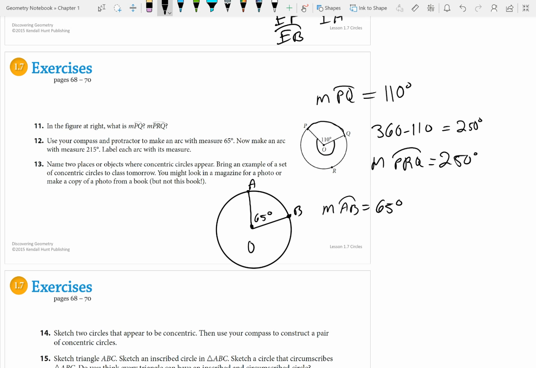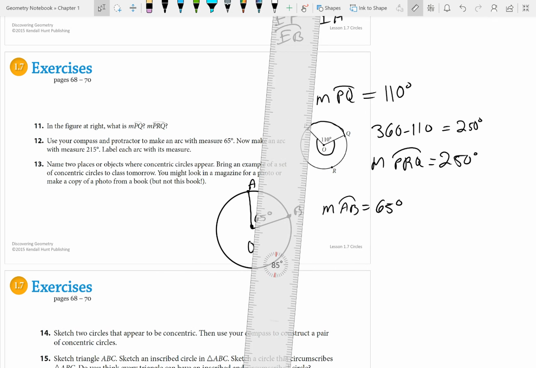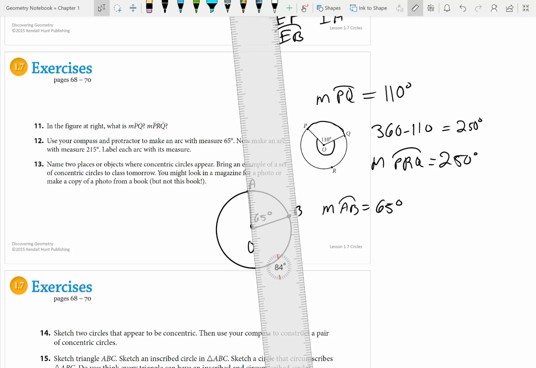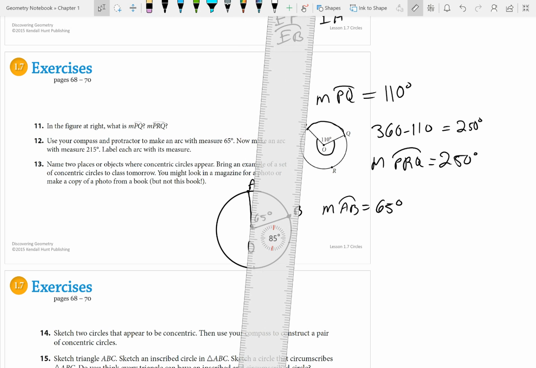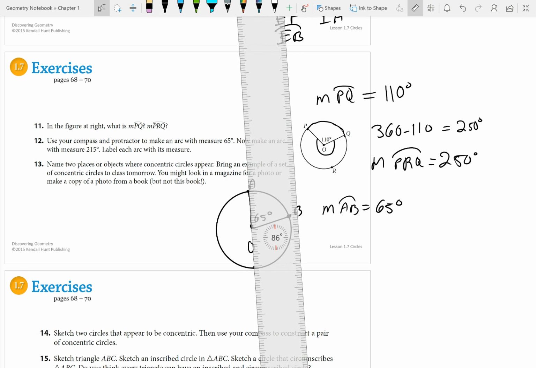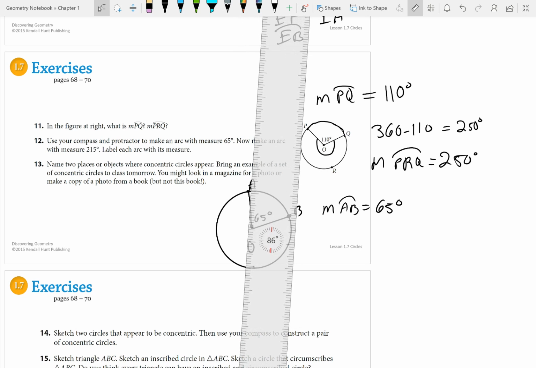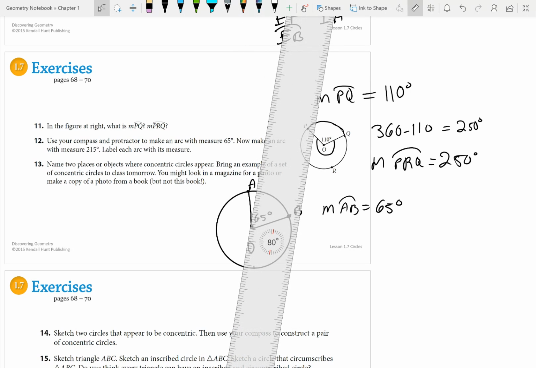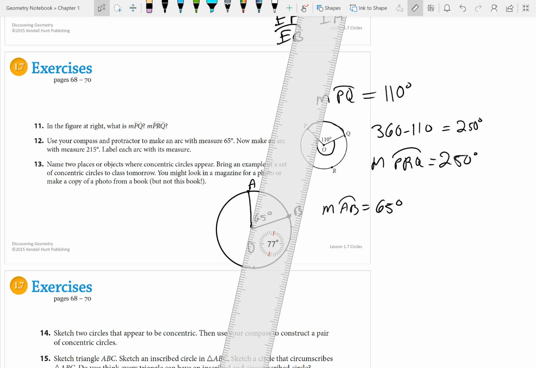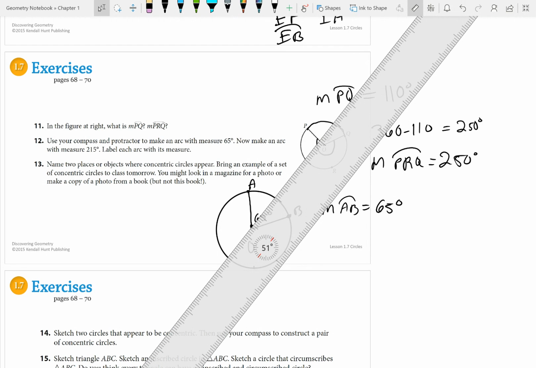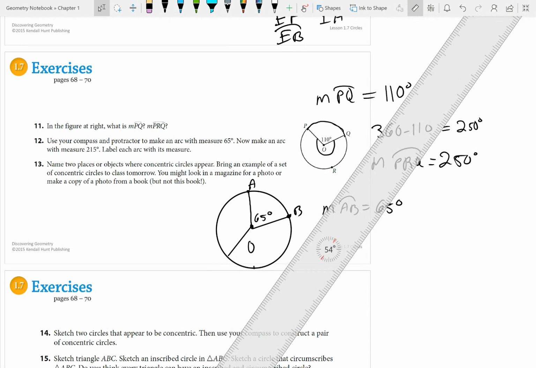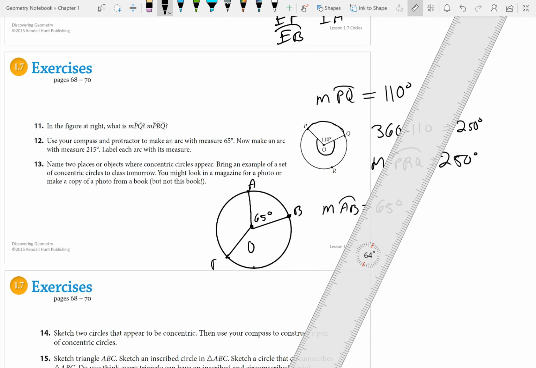Now we're going to go ahead and make one that's 215 degrees, right? So all the way across the circle right here, that's 180. I'm going to have to go an additional 35 degrees. So we started at 86 and got 81, that's 5. And we're going to go down to 51. There we go. Okay, and I'll label this P.